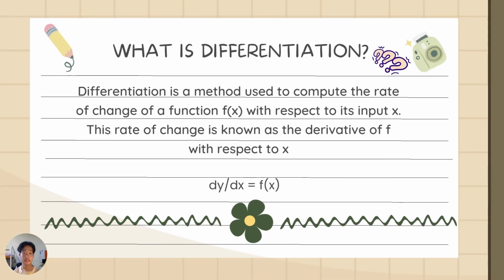So what is differentiation? Differentiation is a method used to compute the rate of change of a function, or we call it f(x), with respect to its input x. The rate of change is known as the derivative of f with respect to x. The formula is f'(x) equals dy over dx.